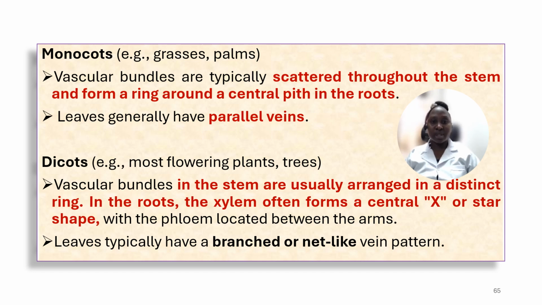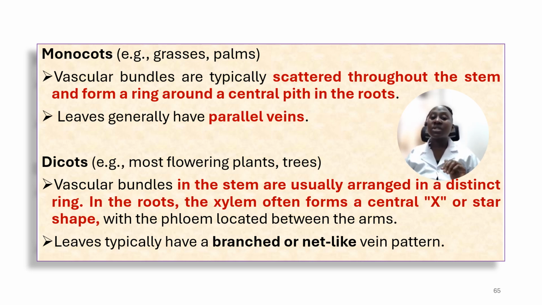So monocotyledons. In monocotyledons, the vascular bundles are typically scattered throughout the stem, and in the roots, they form a ring around the central pith. We are going to see this in the images. And in dicots, the vascular bundles in the stem are usually arranged in a distinct ring. They do not have a central pith like that on the monocot roots, so they can be easily differentiated from the monocot roots, as we are going to see.